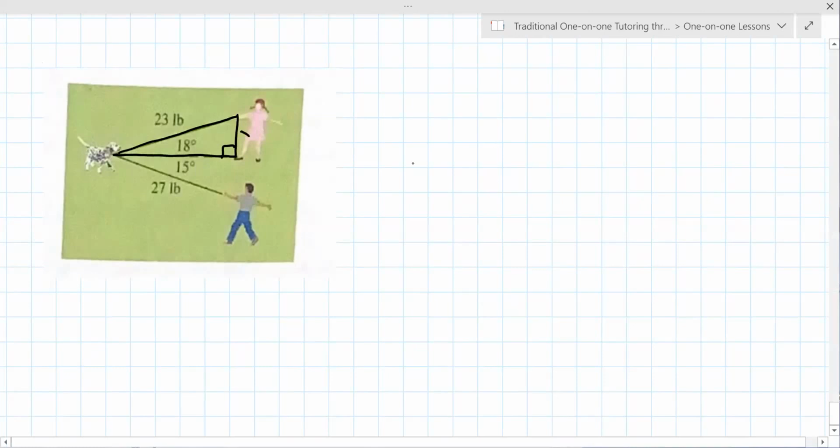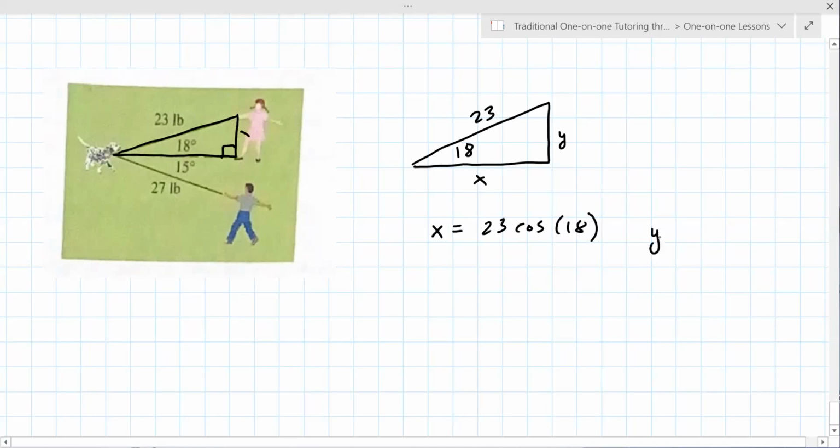But I'm going to go ahead and draw it over here because there's a lot of stuff going on there. It's x, y, 18, 23. So x is equal to 23 cosine 18. Y is equal to 23 sine 18. And notice it's going up and then they're pulling to the right.